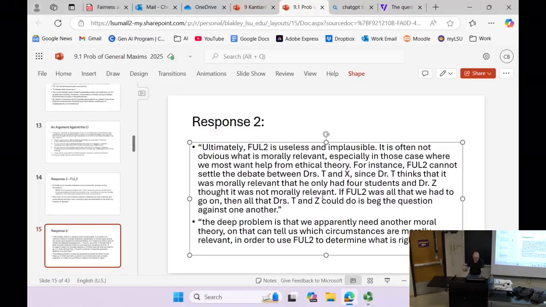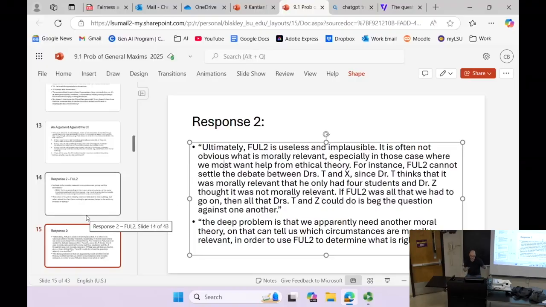Again, putting in some detail, right? So if that doesn't help us resolve the debate, that's not counting in favor of Kant's theory here. They end up begging the question against one another. So they point out here that the deep problem is that we apparently need another moral theory, one that can tell us which circumstances are morally relevant in order to use FUL2 to determine what's right.